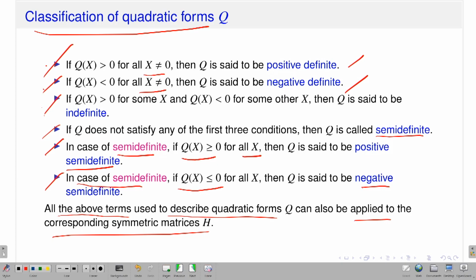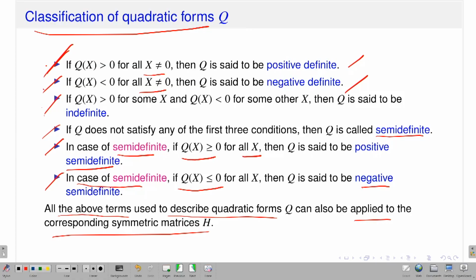So, if Q satisfies Q(x) greater than 0 for all x non-zero, I am saying that Q is positive definite. I can also say that H is positive definite, because whatever I have defined for Q, I can just replace Q by H, since I am getting Q from the matrix H. That means there is an association. With the symmetric matrix I have the quadratic form, so I have a classification of quadratic forms, and I can replace Q by my matrix H and say the same thing.